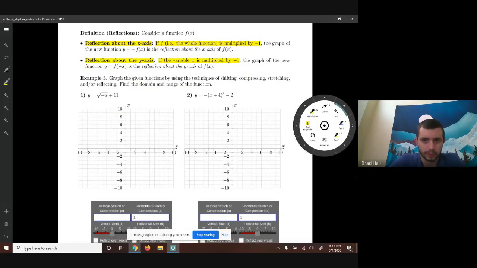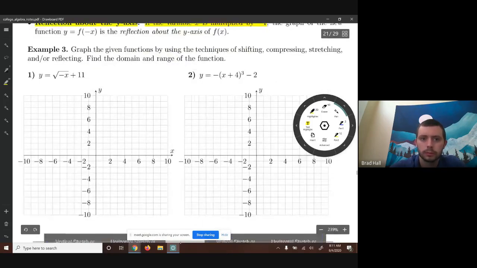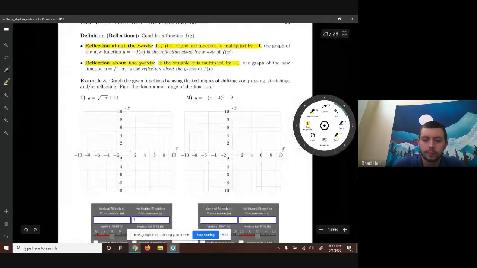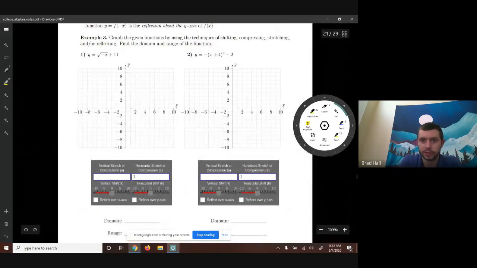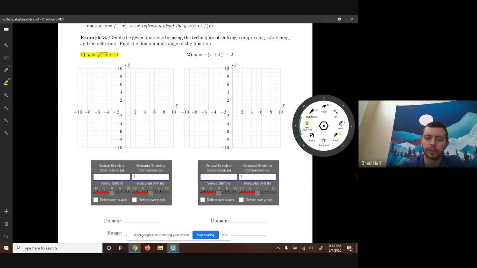So for problem 1, we're going to go ahead and figure out some criteria of this. Graph the given functions using shifting, compressing, stretching, all that stuff. Find the domain and range. So as you can see, it gives us the box. So naturally, we need to go ahead and find out all of those individual characteristics. And we'll go ahead and start off with problem 1 here. So if anything, what I notice from this problem, I see a plus 11 and I see a negative in front of the x. So let's go ahead and break that down, what all of these mean individually.